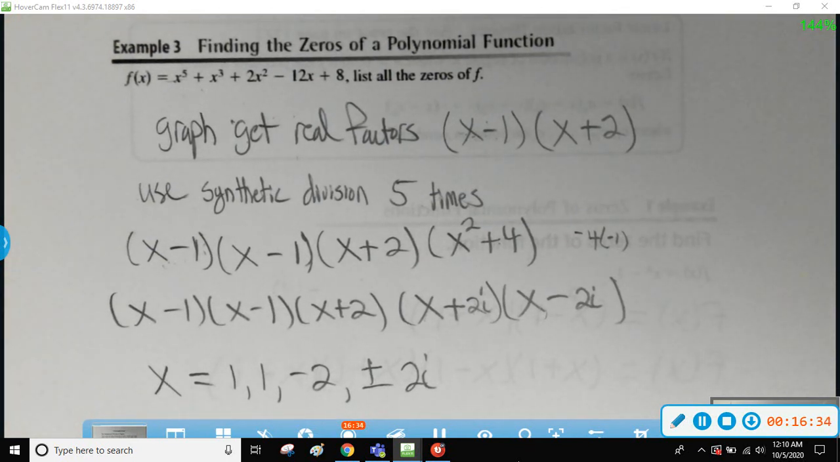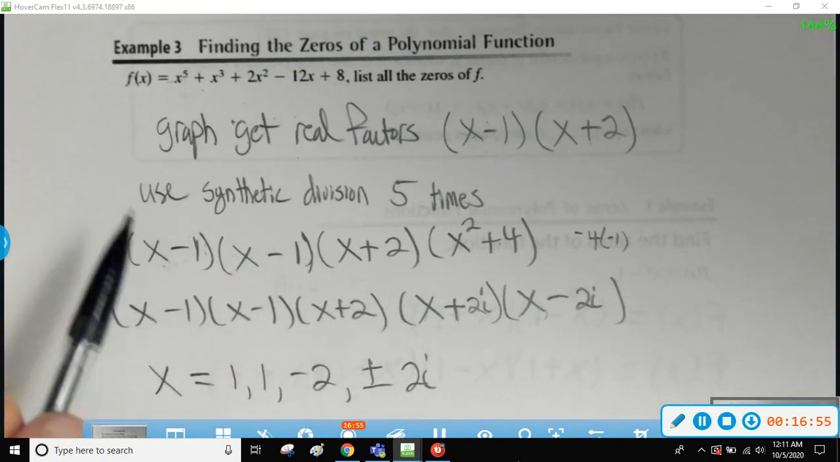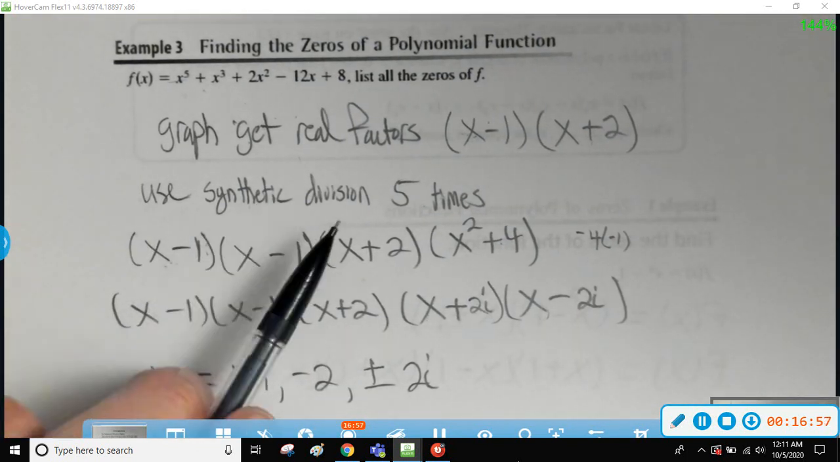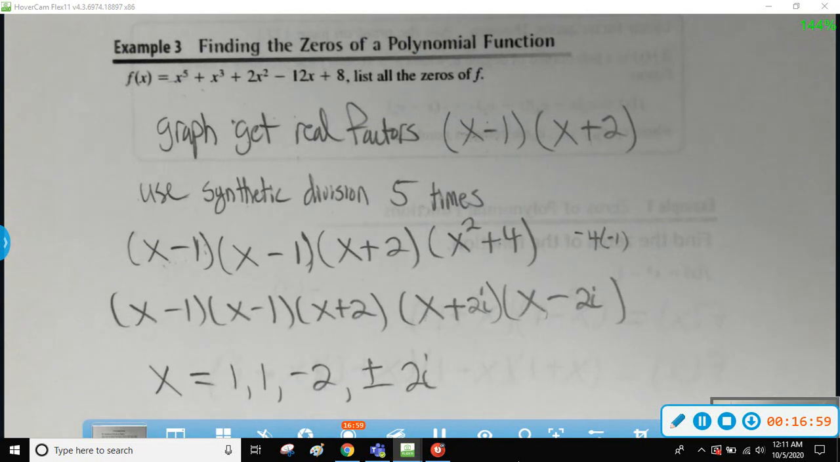I am going to show you something that's going to make your life a lot easier. On the internet you can find a polynomial roots calculator. I'm going to show you this, and here's the reason why. I know that you know how to use synthetic division. We've already had a section over synthetic division, and I know that you are proficient at doing that.